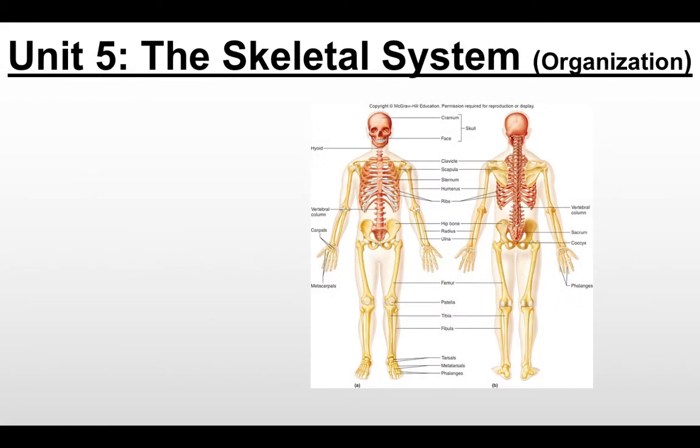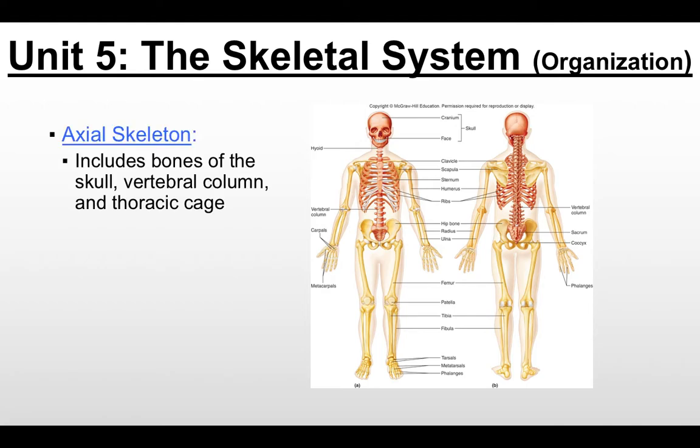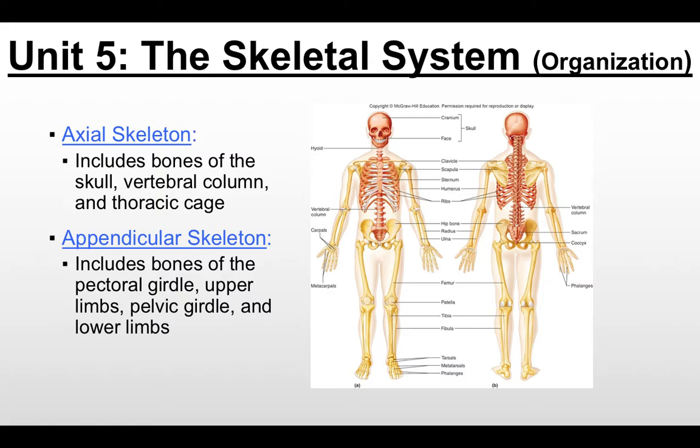So this slide again is a review. You should already have these notes written down. It's just here to remind us that the axial skeleton included our skull, vertebral column, and thoracic cage. And today, our appendicular skeleton is going to cover the girdles as well as the upper and lower limbs.